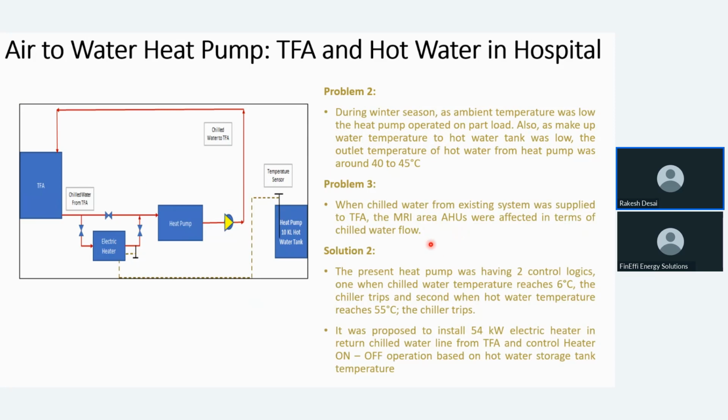So what we suggested them is that the present heat pump was having two control logics. First, when chilled water temperature reaches 6 degrees centigrade, the chiller trips. And second, when hot water temperature reaches 55 degrees centigrade, the chiller trips.